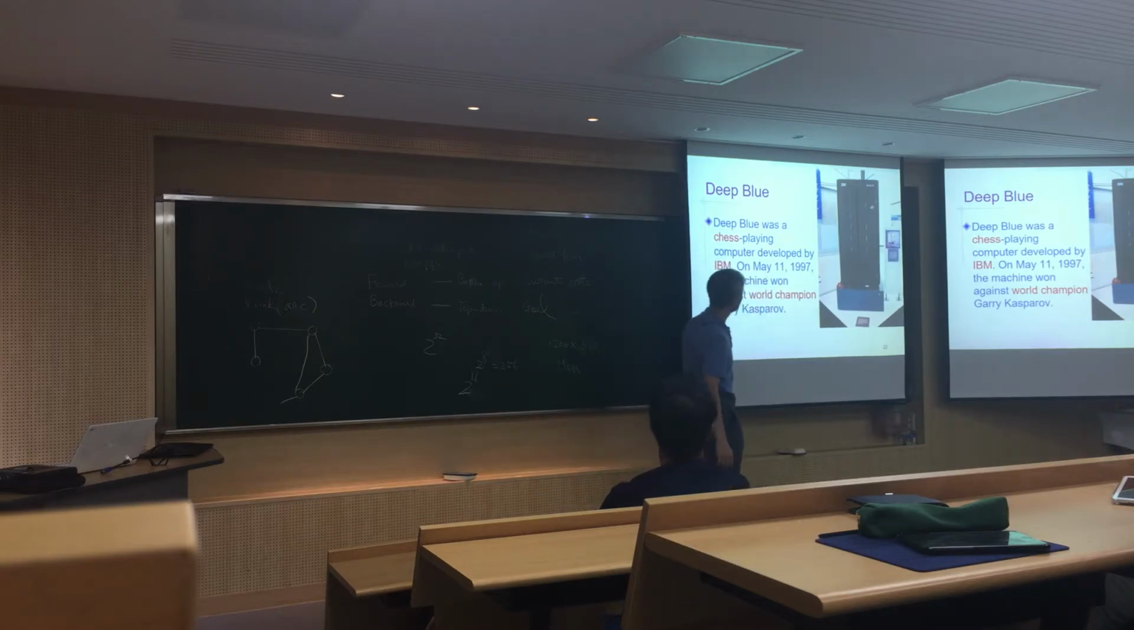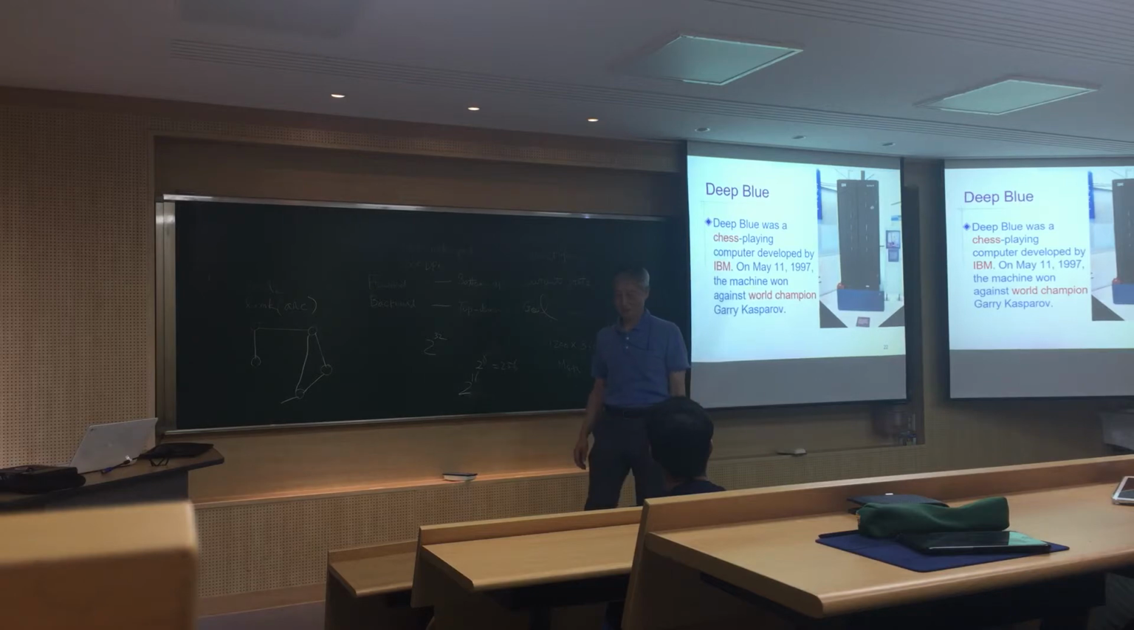This is 20 years ago? Right, 20 years ago. Deep Blue was a chess playing computer from IBM. The machine won the game against the world champion of chess from Russia. And 2 years ago, Google, 1 year ago? 2 years ago. AlphaGo beat the world champion Go player.